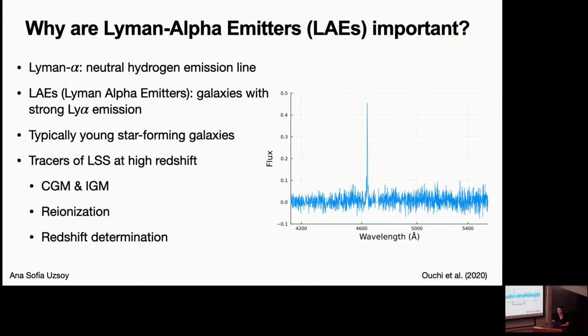So why are Lyman alpha emitters important? Lyman alpha is an emission line of neutral hydrogen. Lyman alpha emitters, or LAEs, are galaxies with strong Lyman alpha emission. They are typically young, metal-poor, star-forming galaxies, and they're important because they're tracers of large-scale structure at high redshift. Here, high redshift means redshifts 2 to 4. They allow us to probe the circumgalactic and intergalactic medium, the onset of the epoch of reionization, and because they have one very strong emission line and very little continuum emission, they're helpful for redshift determination.